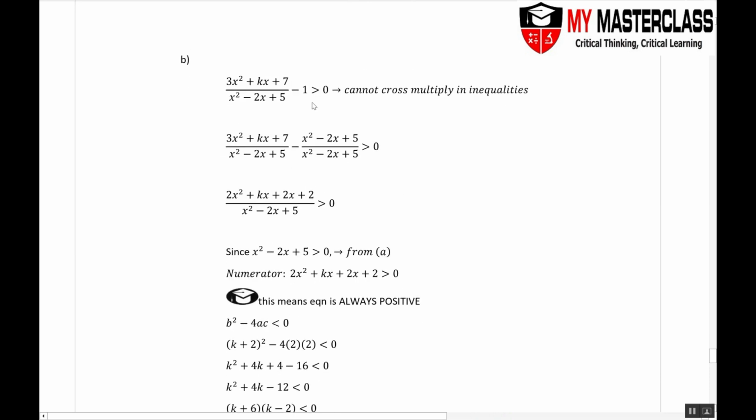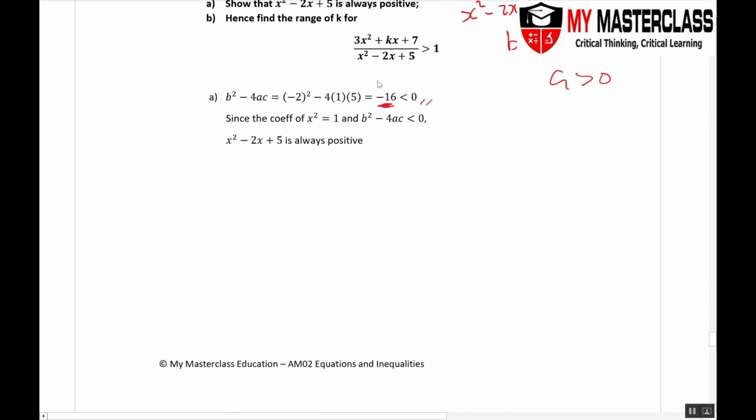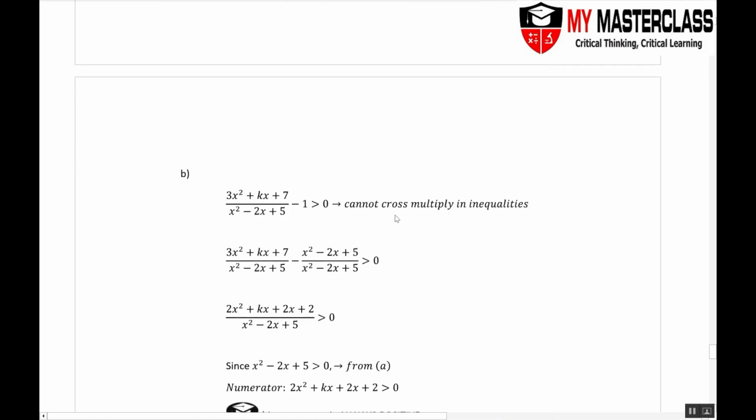Okay, so essentially, how did I get into this step is all we did was to bring over the 1. Okay, so you might ask, why can't I cross multiply in inequalities? Which means, if this was the original equation, which is in the previous page, why can't I just multiply over to become like that? Okay, the reason is because I do not know whether this denominator is positive or negative.